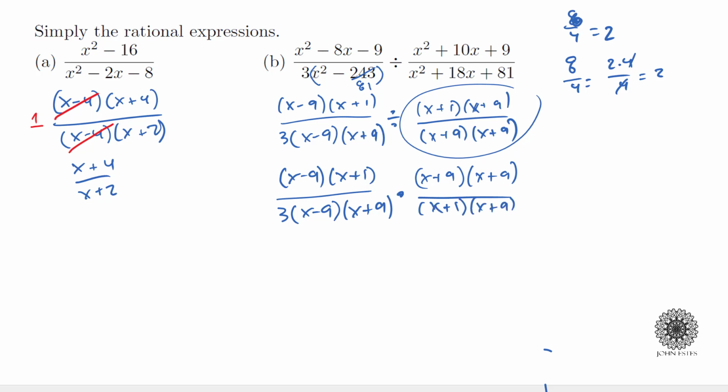So let's think. x minus 9 and x minus 9 cancel. x plus 1, x plus 1 cancel. x plus 9, x plus 9 cancel. And actually everything canceled except in the numerator I had a 1 and the denominator I just had that 3. So this whole thing was actually just 1/3. So you can see why this is useful to do.